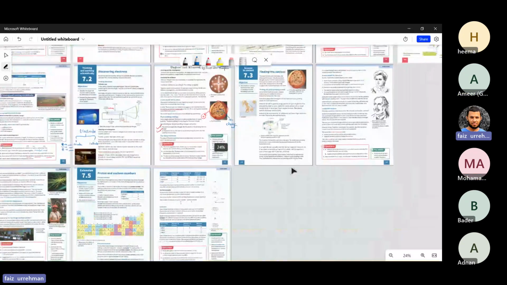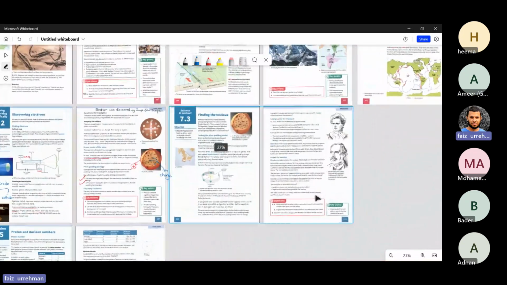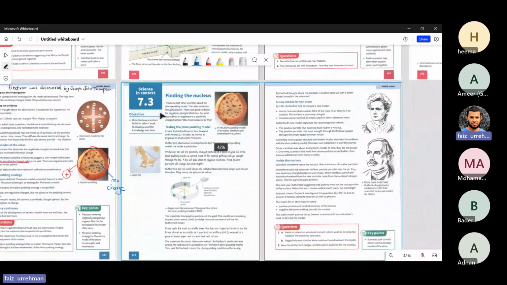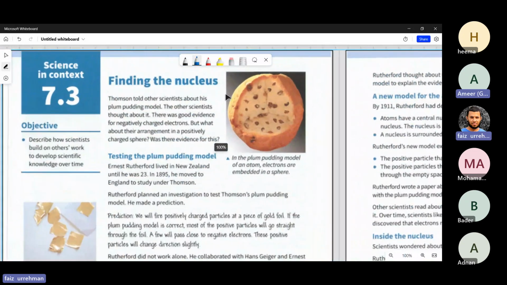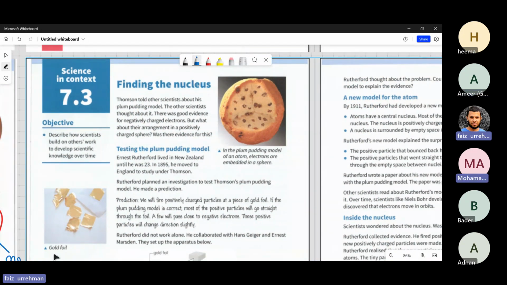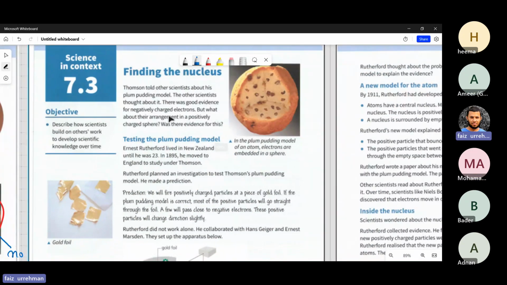Okay, so I'll quickly do this one and then we'll take a small break. I'm very hungry now. Finding the nucleus, not because of looking at this, but I'm hungry. Okay, so finding the nucleus, testing the plum model.